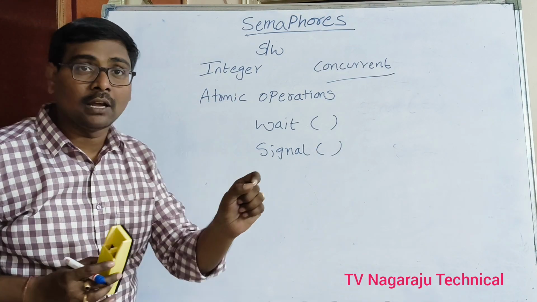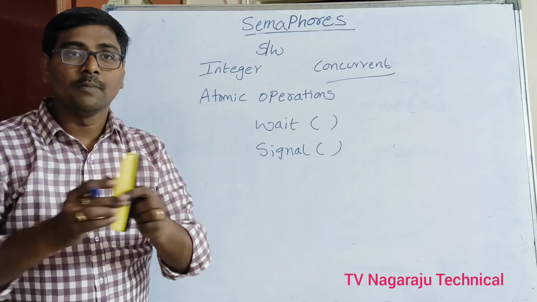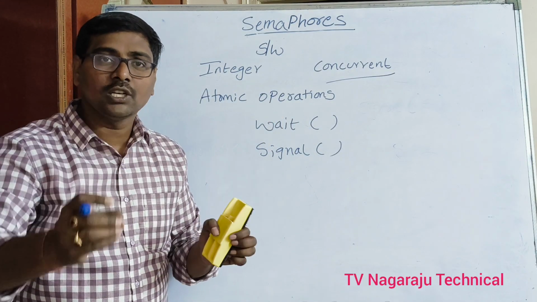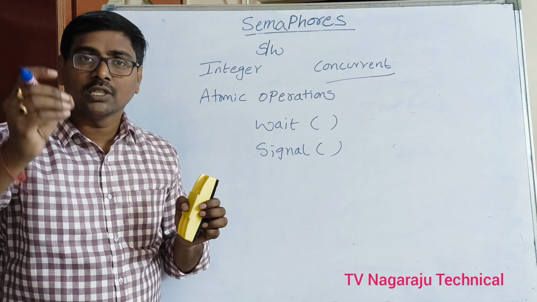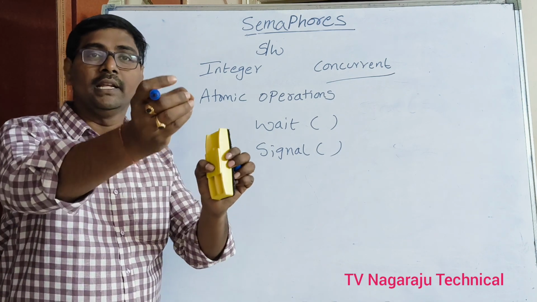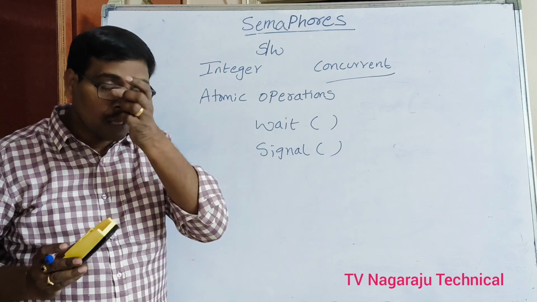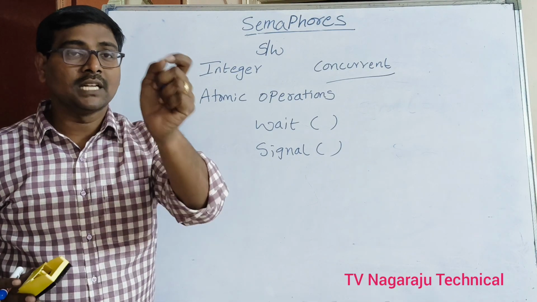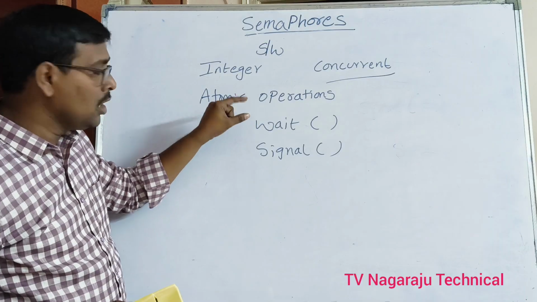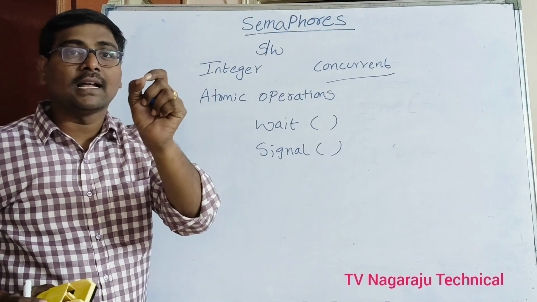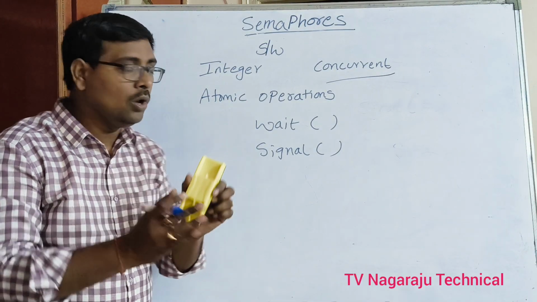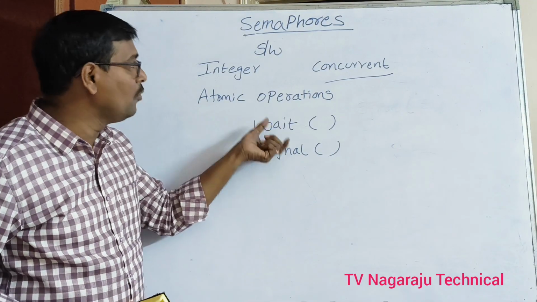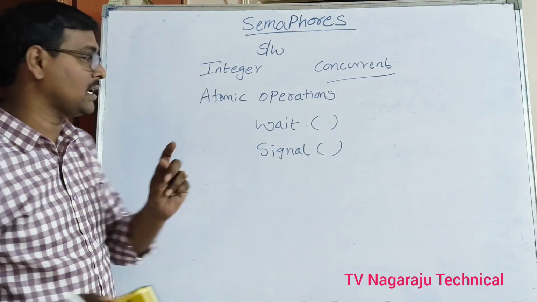What is meant by atomic? All or none. Suppose you call one operation, and within that there are several instructions. All the instructions need to be executed. In the middle it is not possible to come out, and it is not possible for some instruction to be left unexecuted. It is either complete or none. Such an operation is called an atomic operation. So here wait and signal are the atomic operations. Now we will discuss what the wait operation and signal operation are, and how they provide a solution to synchronization.